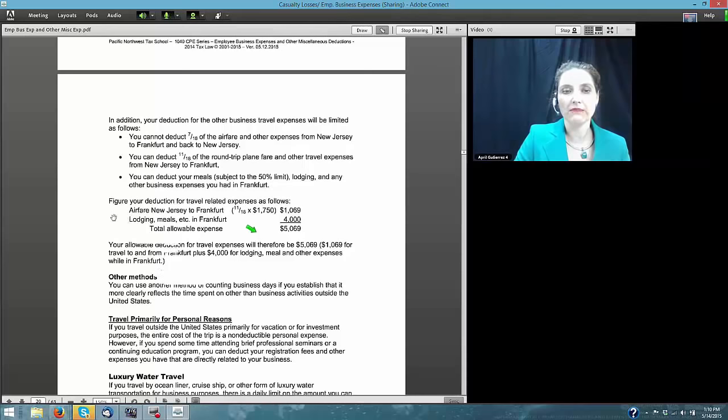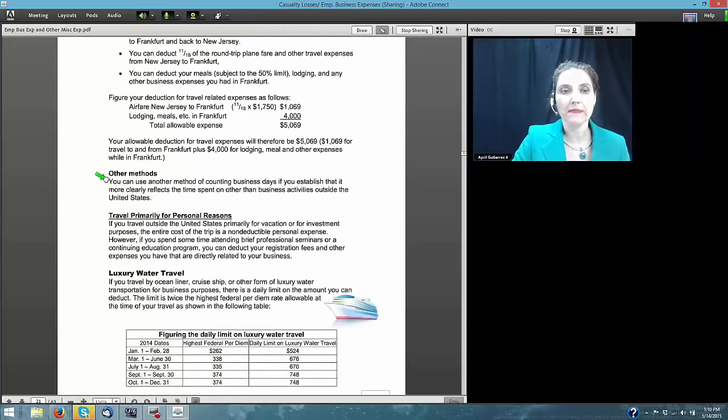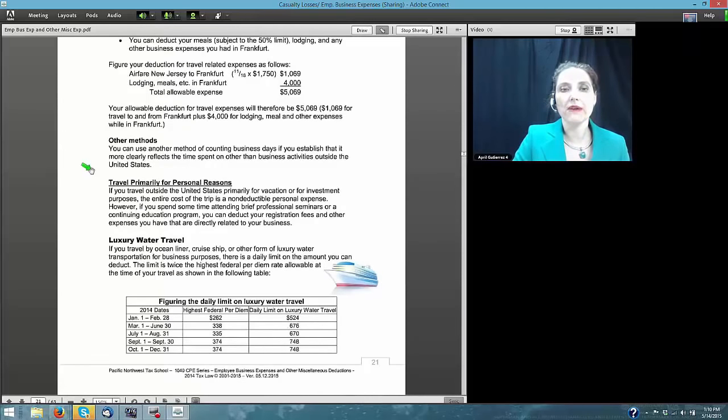And bear in mind that the portion of this lodging, meals, etc. that is meals, the deduction is limited to 50% of the meal expense. Other methods, you can use any other method of counting business days if you can establish that it more clearly reflects the time spent on business activities outside of the United States.